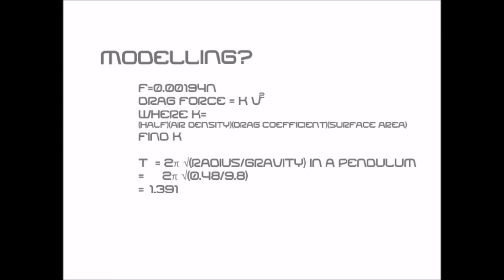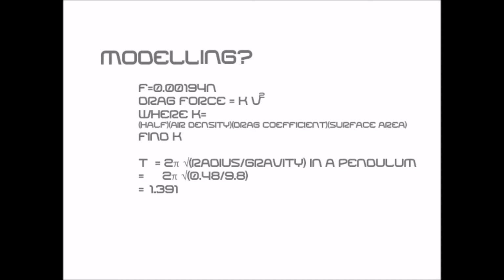Because we know the average drag force, and we know that the drag force equals k times velocity squared, where k is a constant equal to half the air density times the drag coefficient times the surface area of the object, all we need to do is find k. In order to work out the velocity, we must first work out the time the ball spent in the air. Luckily, there's a formula for this.